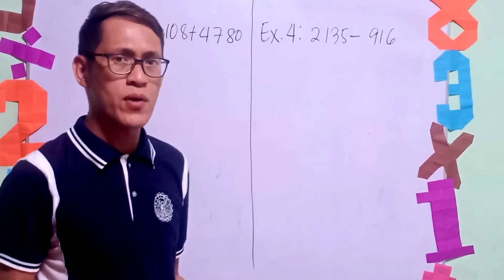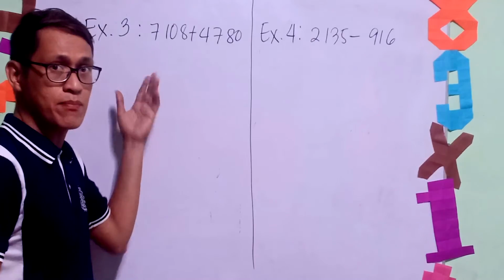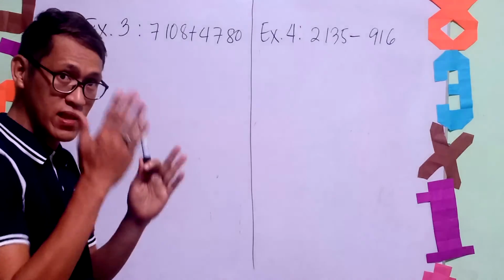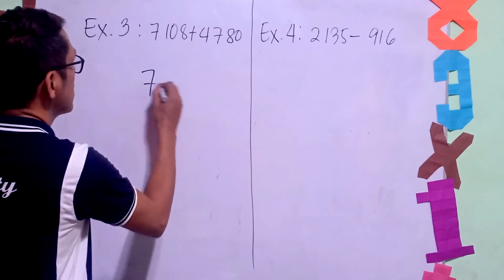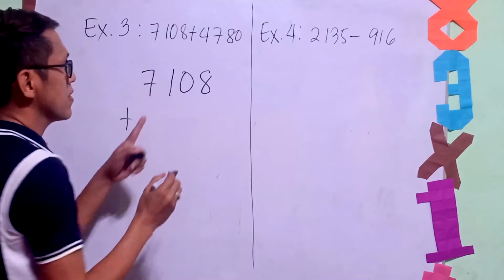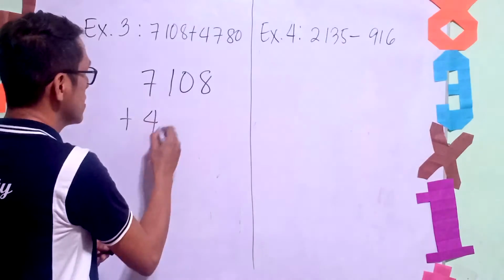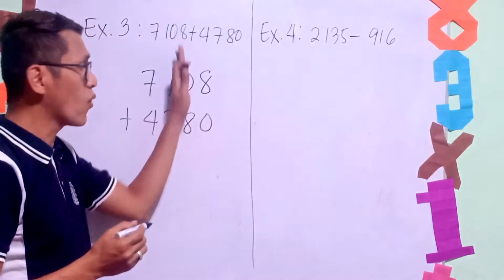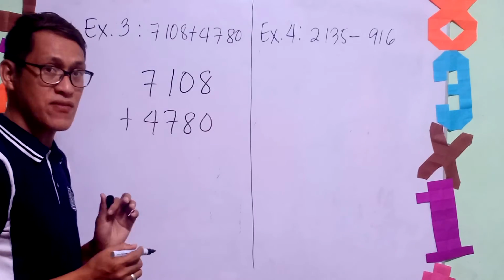Let's have another example. Let's go to example number 3. So before we add, let's arrange them in columns. Let's start with 7,108 plus 4,780. Again, arrange them according to their place values.